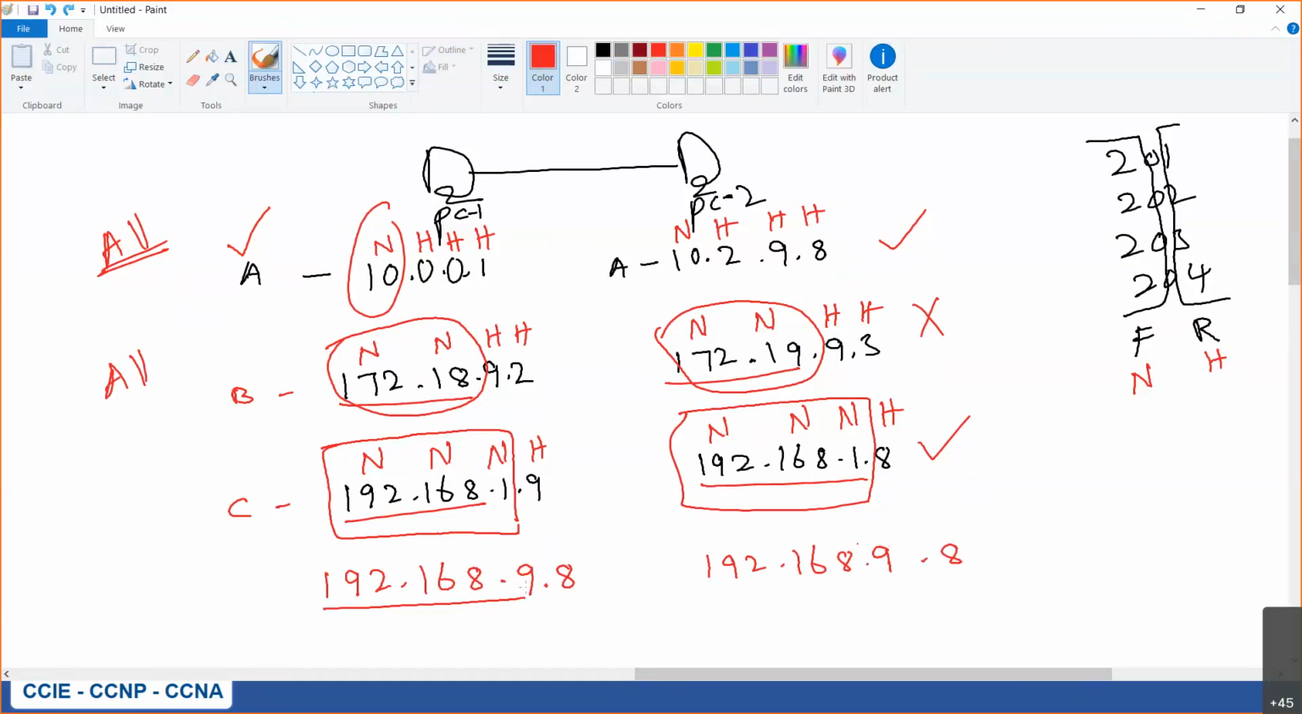So your PC is 9.8. Here you can use 9.82. Now they can communicate, right? So this is the logic you need to keep in mind. For class A, class B, and class C, it is the same logic. Okay, guys, now the next example.